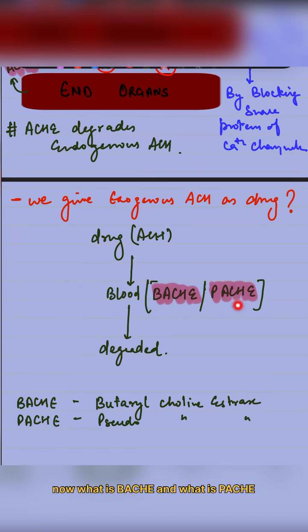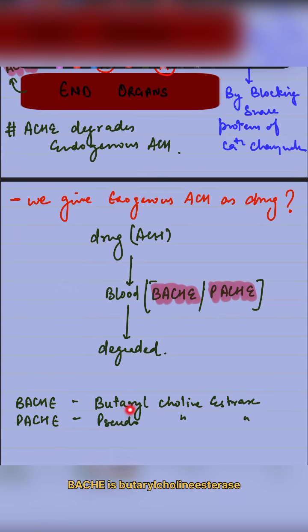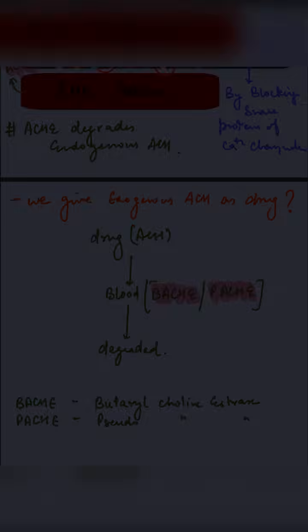Now, what is BChE and what is PChE? BChE is butyrylcholinesterase and PChE is pseudocholinesterase.